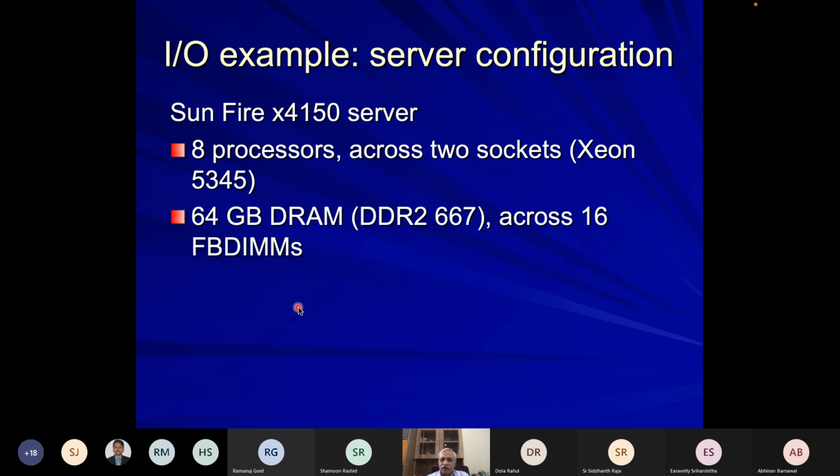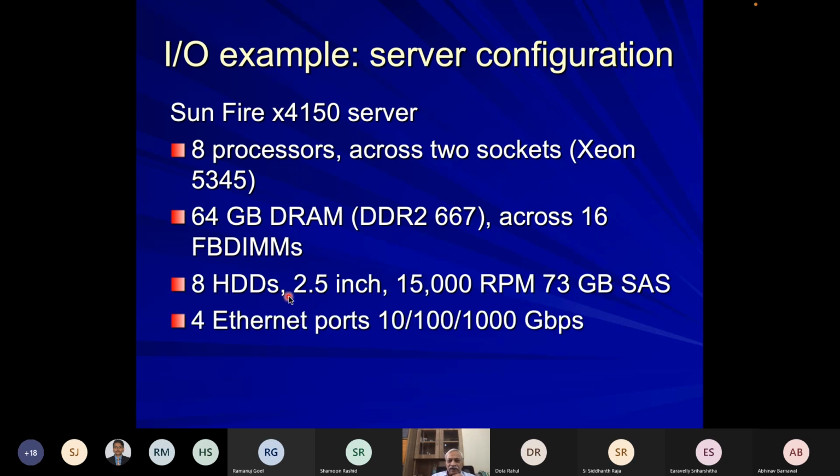There is a certain amount of memory which is connected, which follows a certain DDR standard. This is a particular standard. 667 is referring to clock frequency, 667 megahertz. And this memory is distributed across 16 dual inline memory modules. FSB stands for front side bus. So they are connected through the front side bus.